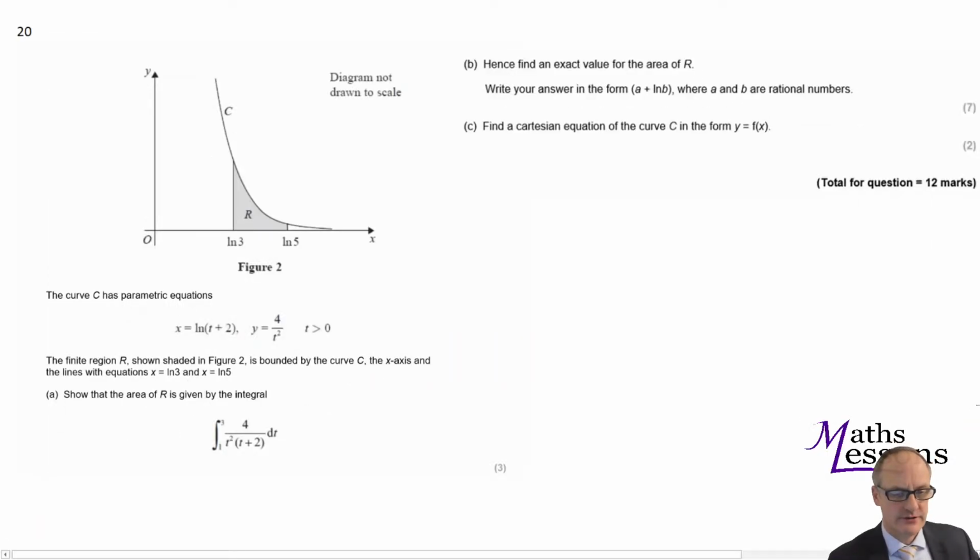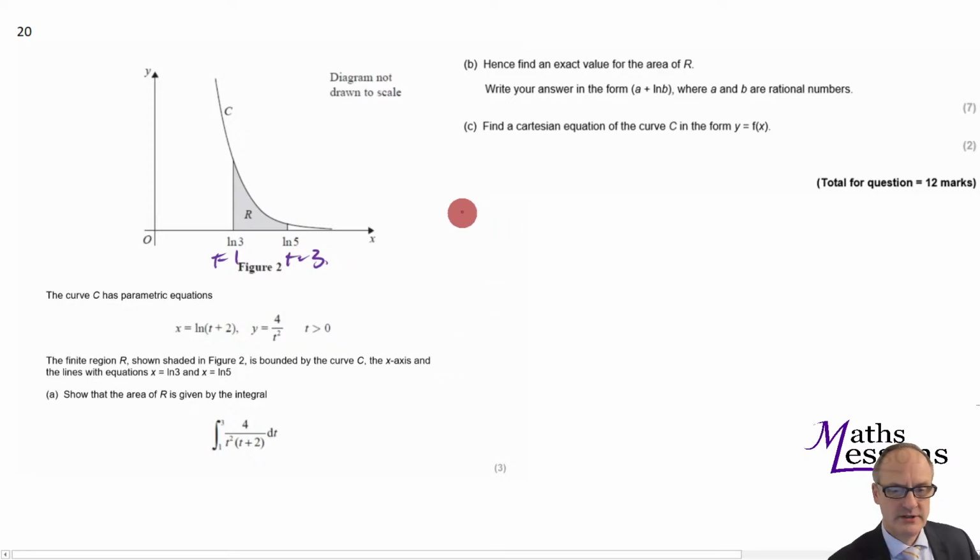Right, let's get on into this question and see how we get on. So we're going to show the area of R is given by this integral here. So again, we need to find out what natural log of 3 as an x value is, as a t value, and what natural log of 5 is as a t value. So if we have natural log of 3, then t plus 2 must equal 3, so t must equal 1 here. And if we have natural log of 5, t plus 2 must equal 5, so therefore t must equal 3 here.